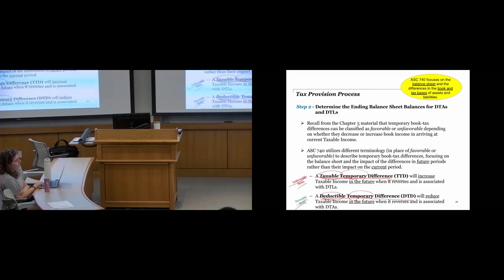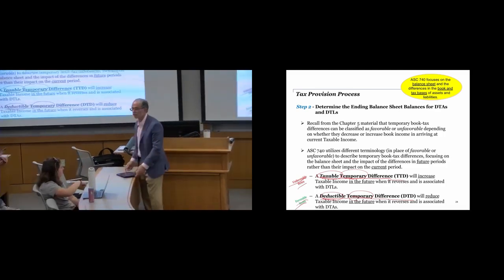The accounting literature doesn't use the language favorable or unfavorable, but a taxable temporary difference means I'm going to pay tax in the future. That's unfavorable. A deductible one is favorable. I mean, a future lower tax liability, right? Just be careful when you're doing TTDs and DTs. The thing about unfavorable and favorable, though, is that it's in the future.